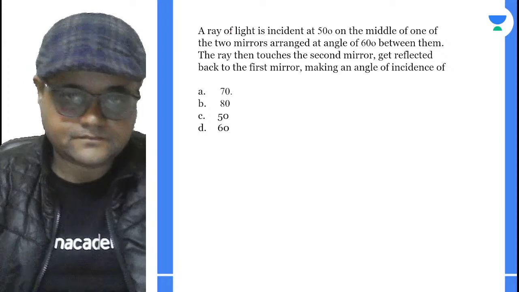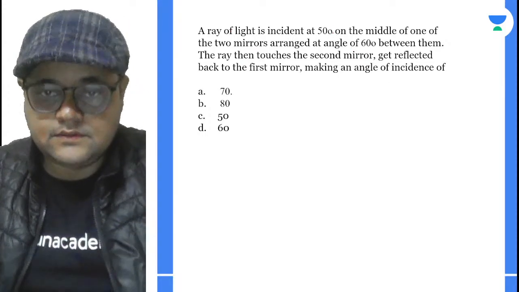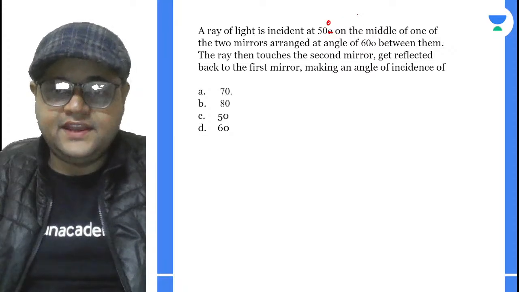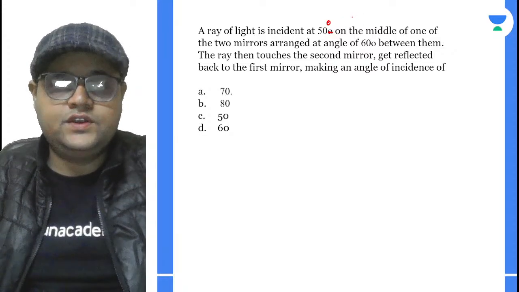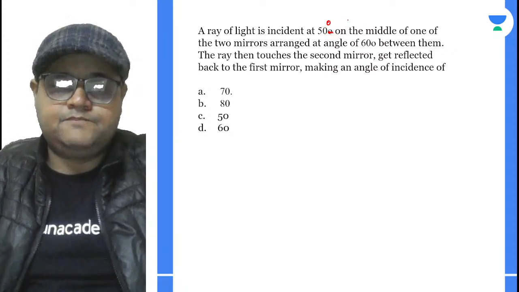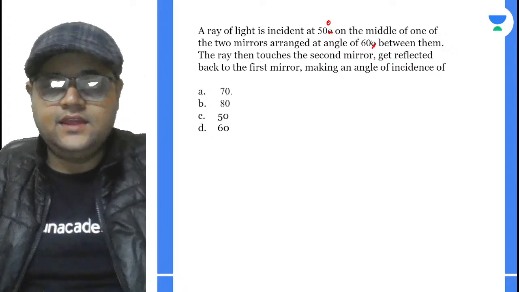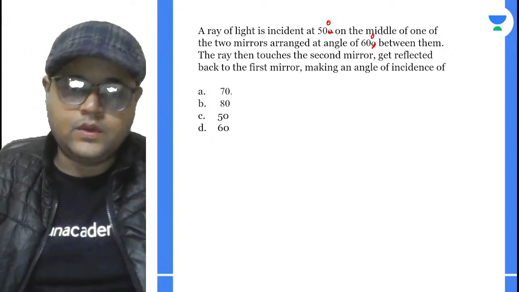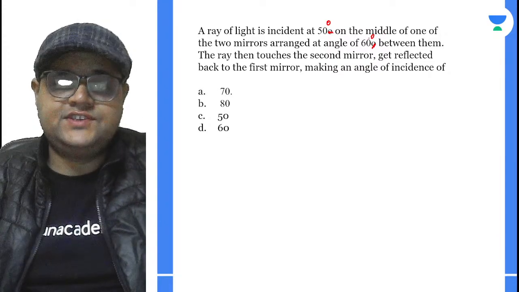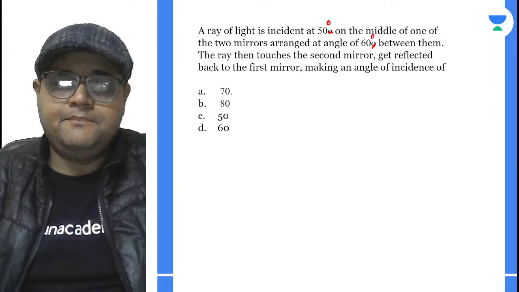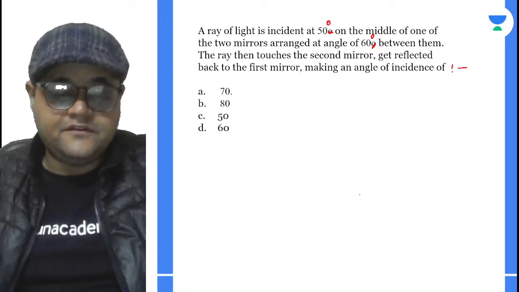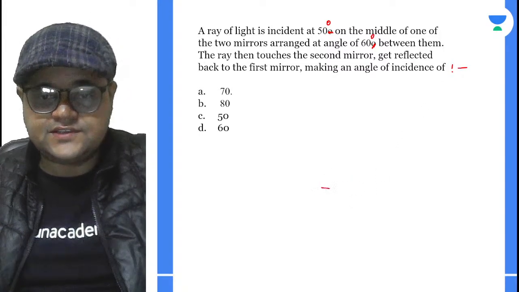Okay, make it 50 degrees. A ray of light is incident at 50 degrees on the middle of one of two mirrors arranged at 60 degrees between them. The ray then touches the second mirror, gets reflected back to the first mirror, making an angle of incidence of... Now, first of all, let us see what this question says.